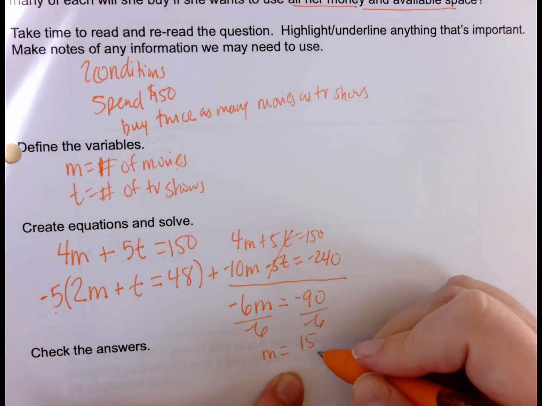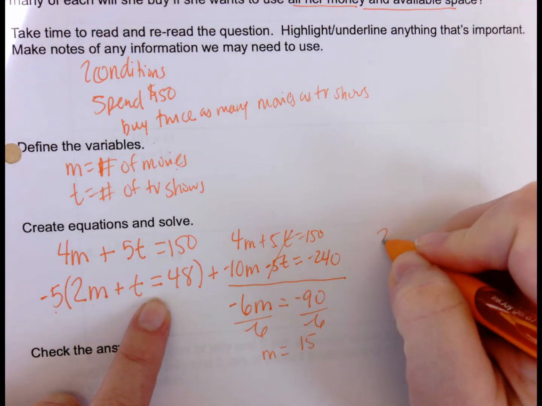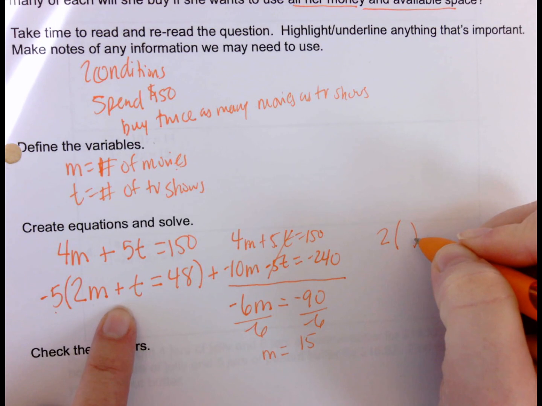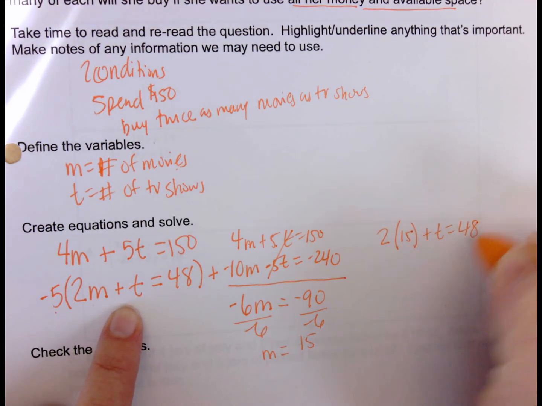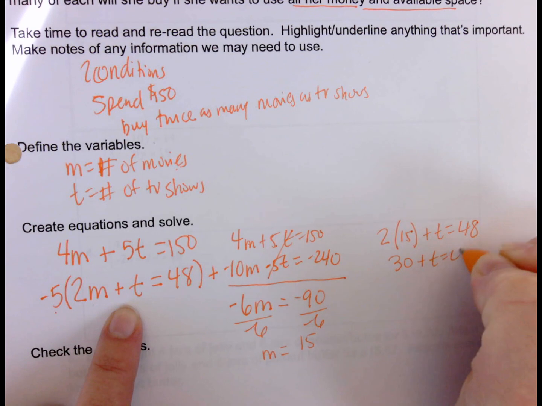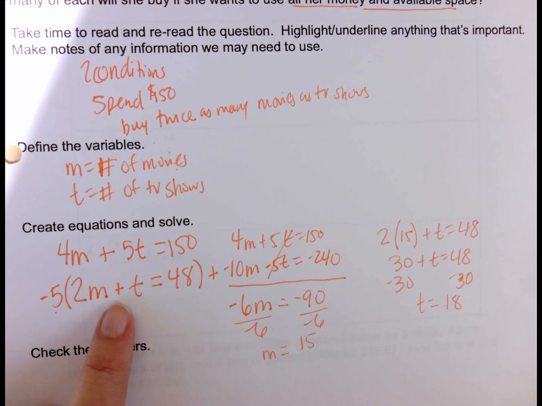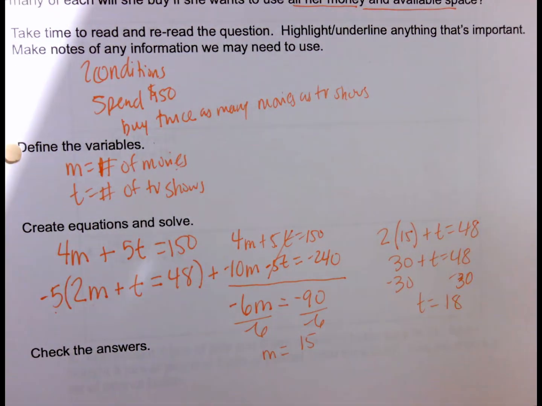Okay, so now we need to plug that into our equation and find the number of TV shows. So 2 multiplied by the number of movies, we're going to use that original equation, which is 15, plus t should equal 48. So that's 30, and then we're going to subtract, and we get t is equal to 18. Okay, all right, so let's go ahead and check our answers. So we found that movies are 15 and TV shows is 18.